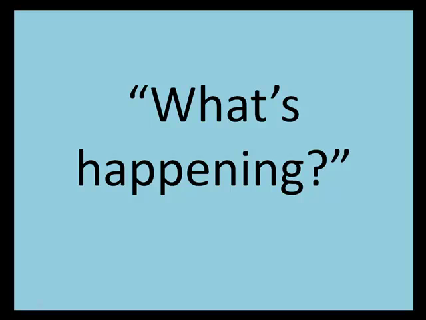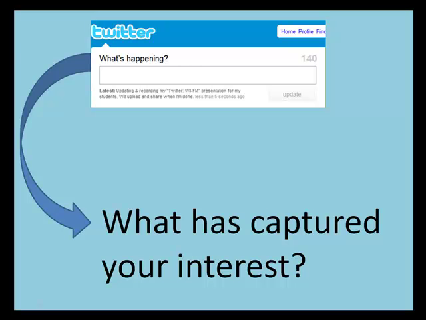What's happening? That's the question that Twitter asks you when you get ready to write a message. It looks like this. It says, what's happening at the top? And in the area underneath what's happening, you type your message. The characters will start counting down from 140 to let you know how many characters you have left. When you're done typing your message, you just click update.